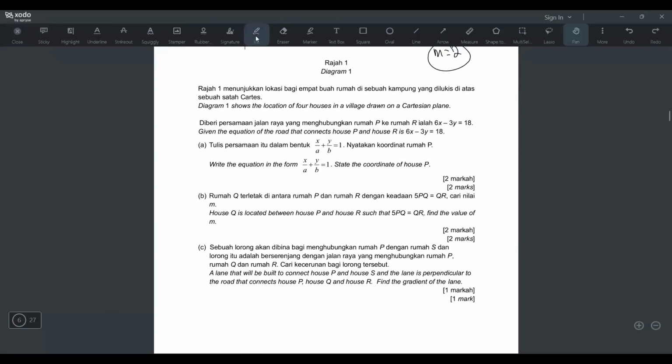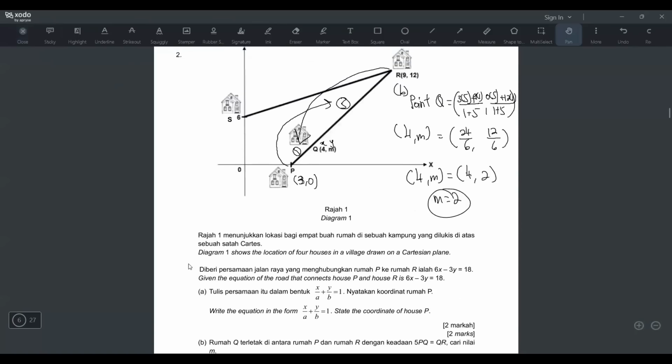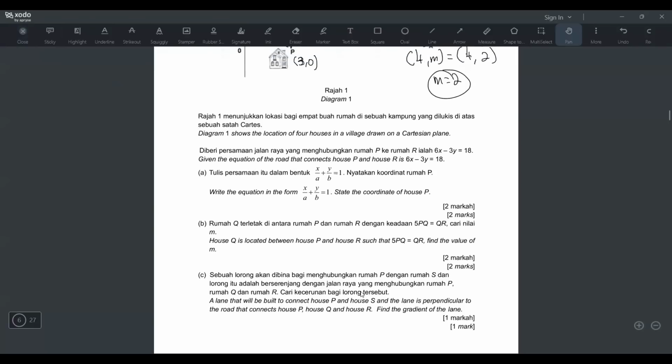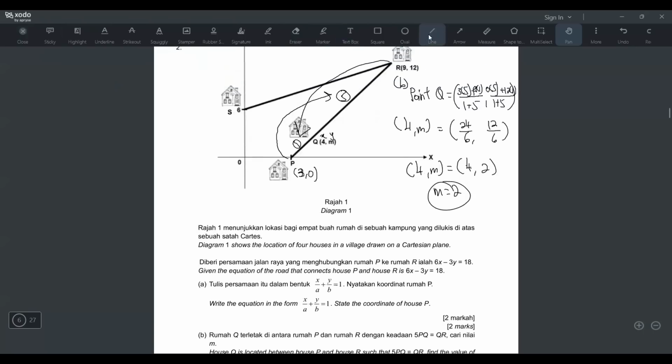Now I want to do C. All right, C, let's read the question. A lane that will be built to connect P and S, and the lane is perpendicular to the road that connects PQR. Find the gradient of the lane. Okay, I need to find out where's the lane first. So the lane is built to connect P and S. So let's draw a line joining P and S.